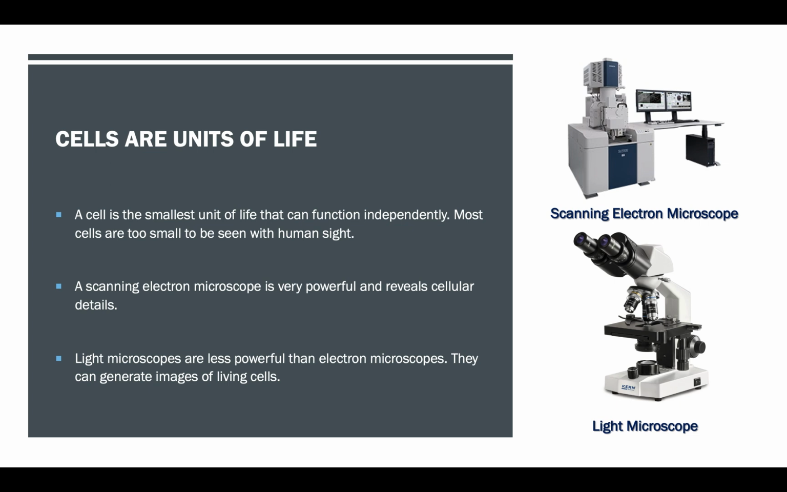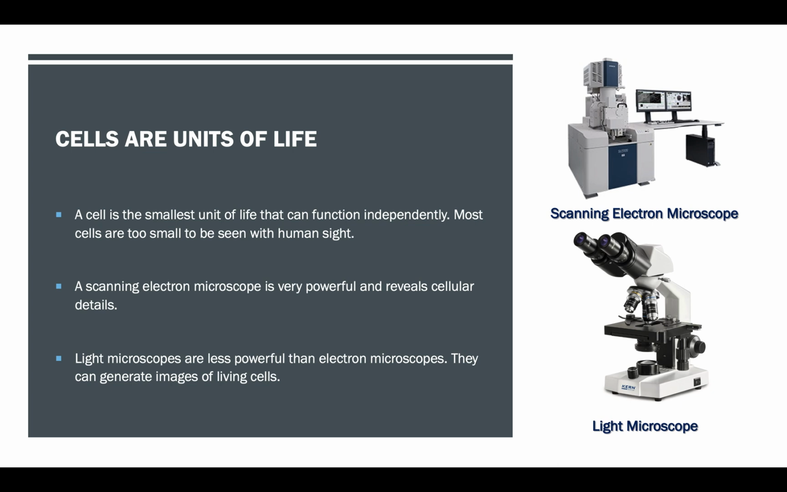So in this slide, we're talking about how cells are the units of life. A cell is the smallest unit of life that can function independently. Most cells are too small to be seen by human sight, which is why we use microscopes. A scanning electron microscope is a very powerful microscope that reveals extremely small cellular details.